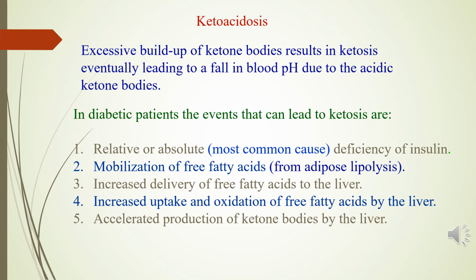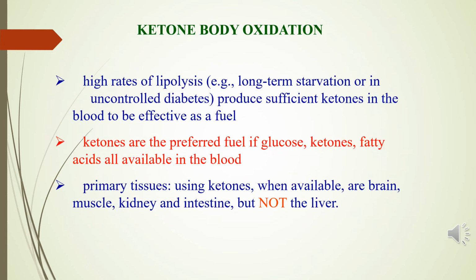So the sequence of events will be: when starvation or fasting is prolonged, there is relative or absolute insulin deficiency, then there is mobilization of free fatty acid from adipose tissue by lipolysis, followed by increased delivery of free fatty acids to the liver, where they are oxidized after they are uptaken. Their oxidation yields acetyl-coenzyme A, which exceeds the liver capacity to channel these acetyl-coenzyme A molecules to Krebs cycle. So there is acceleration of ketone body synthesis to get rid of the increased amounts of acetyl-coenzyme A. What is the fate of these ketone bodies after synthesis?